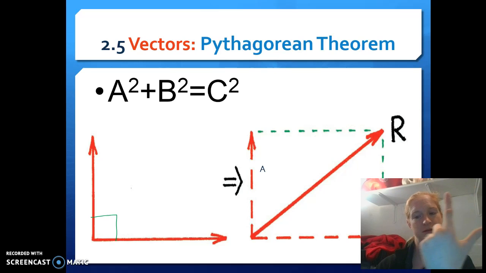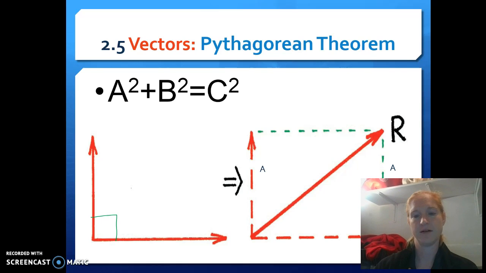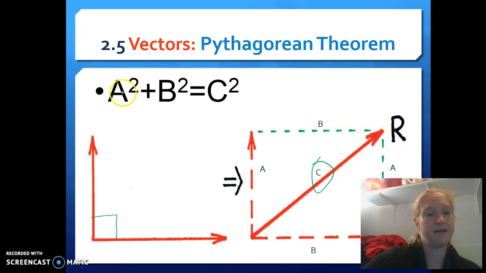There we go. Pardon me as I figure this out. This side is A, and this side could be B. And because it's a parallelogram, A and A are equal to each other, B and B are equal to each other, which means the third side of the triangle is C. So, in order to find the third side of the triangle, you would plug in the number for A and the number for B to solve for C.